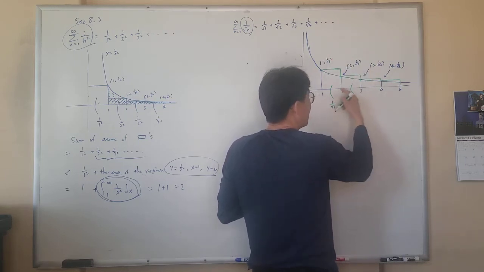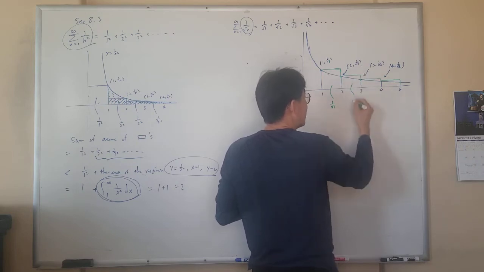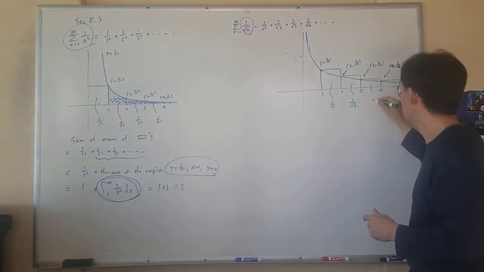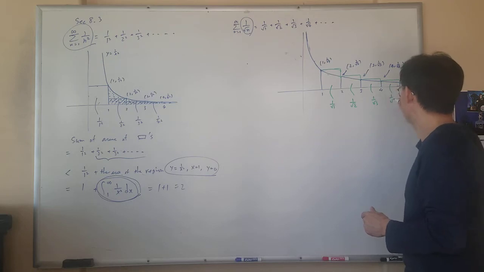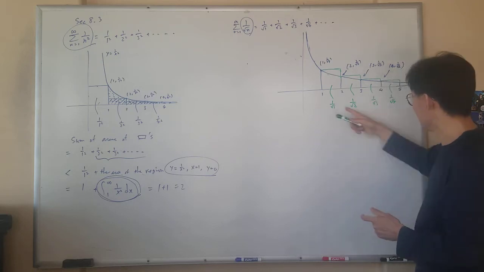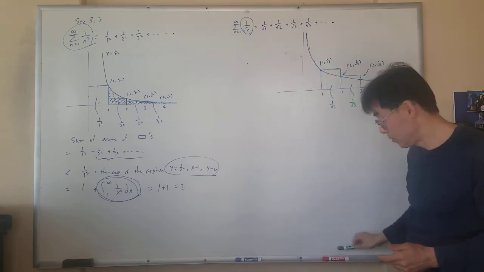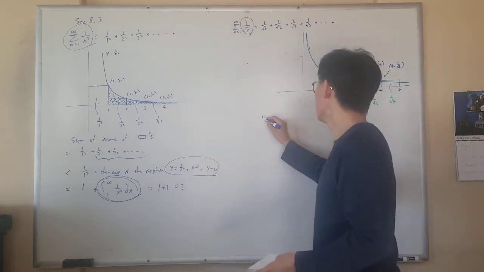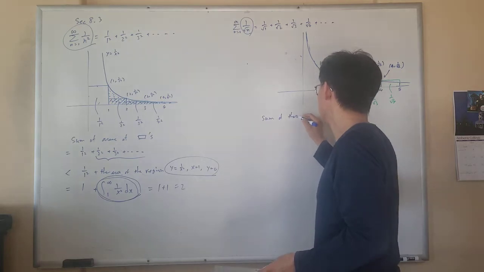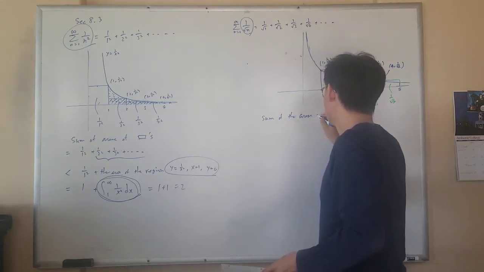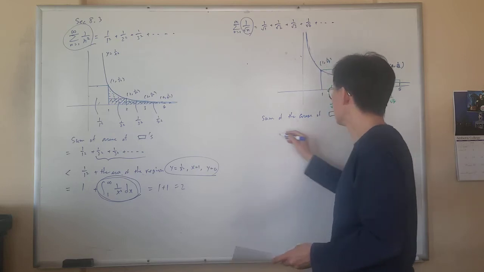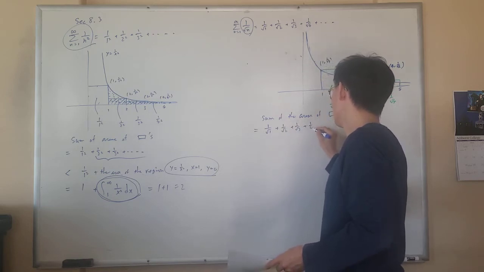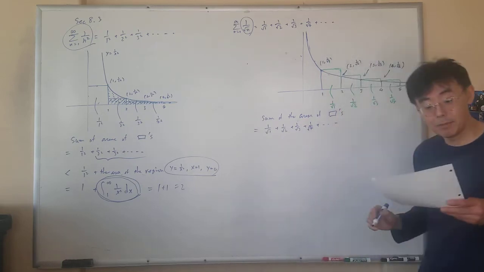This area, width is 1, height is this. So height itself, 1 times height is just height. The area is just the same as the height. So these areas are exactly these terms, right? So in this case, the sum of the areas of the rectangles is exactly the series we are considering, right?